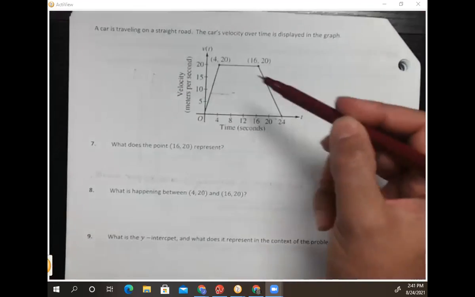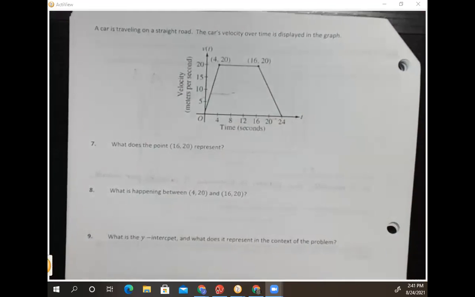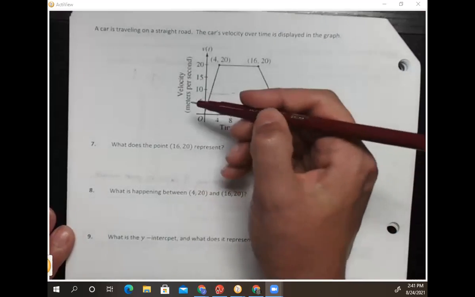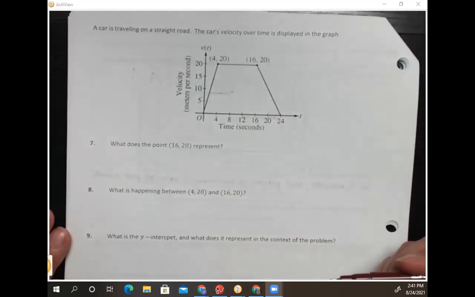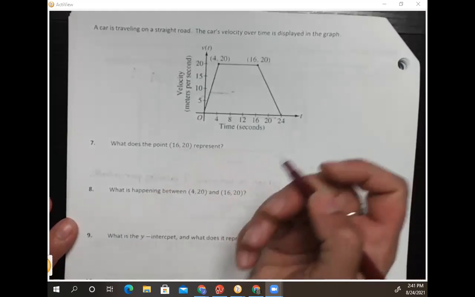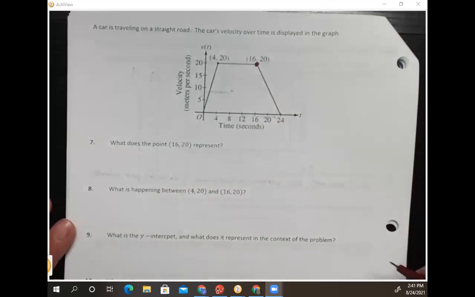So we've got a graph here at the top and then some questions we're going to answer. For page 14, a car is traveling on a straight road. The car's velocity over time is displayed in the graph. Time in seconds is our x-axis, and velocity in meters per second is our y-axis. Number 7, similar to the first question we asked on the last page, what does the point (16, 20) represent? That would be this point right here. 16, 20.